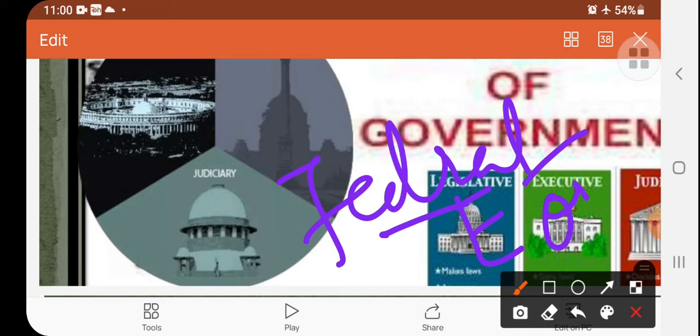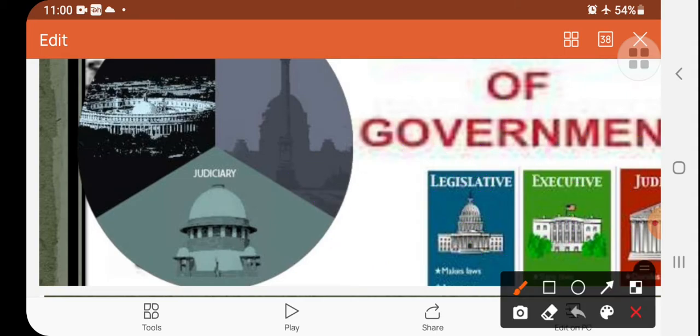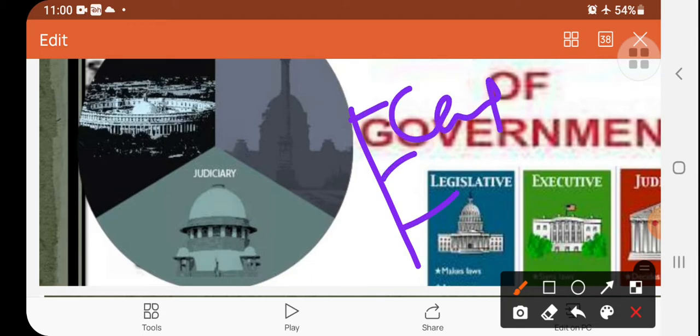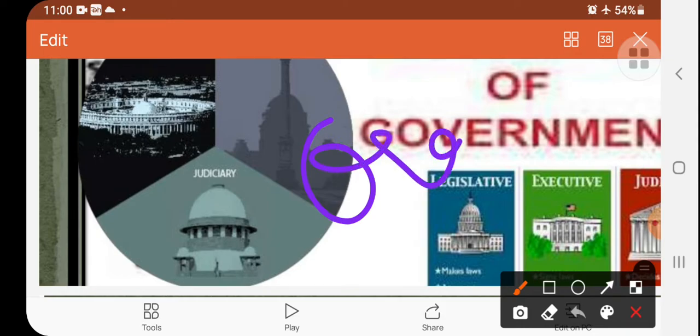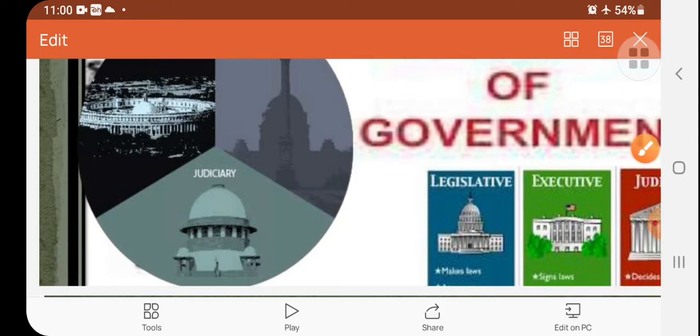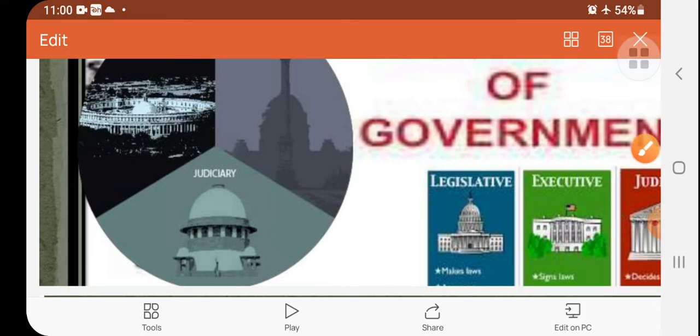level. So levels, we know that three levels of the government are there, and they are central, state, and local. On the other hand, organ, we know that there are three which are given here: legislative, executive, and judiciary.